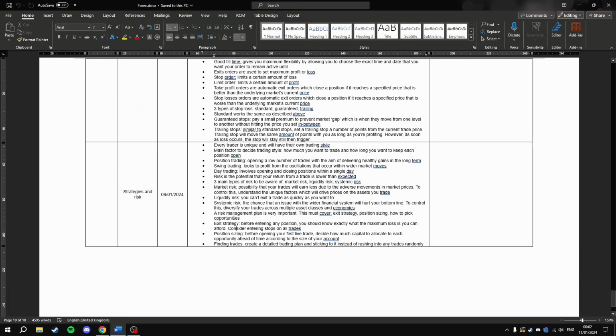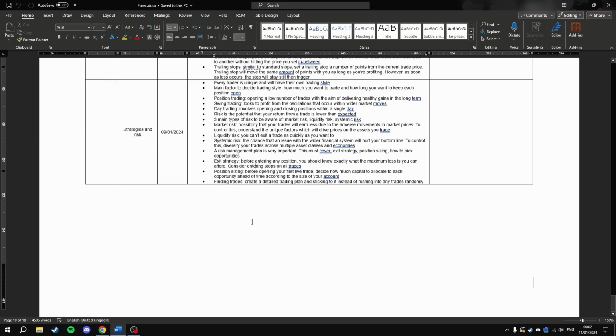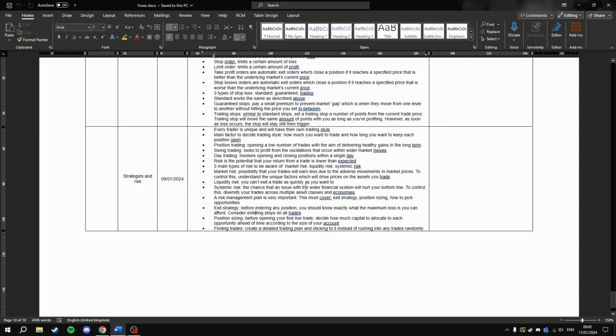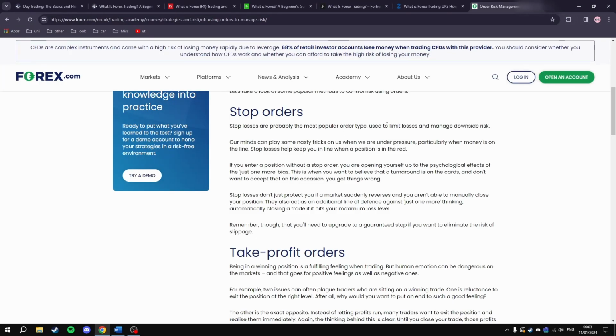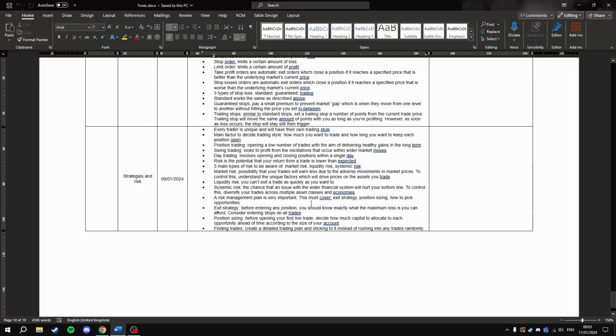I think we wrote all of this. So, systemic risk, exit strategy, position sizing, finding trades, stop orders. Three main types of risk. Oh well, we'll just write this down anyway. So.